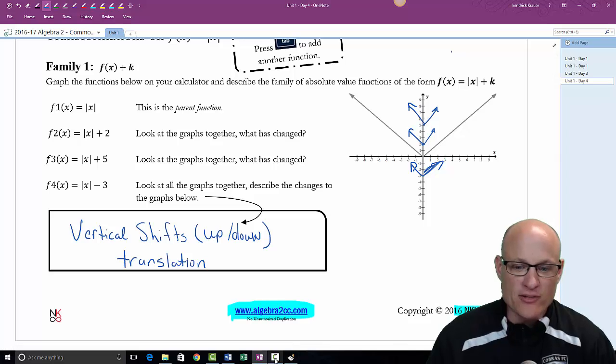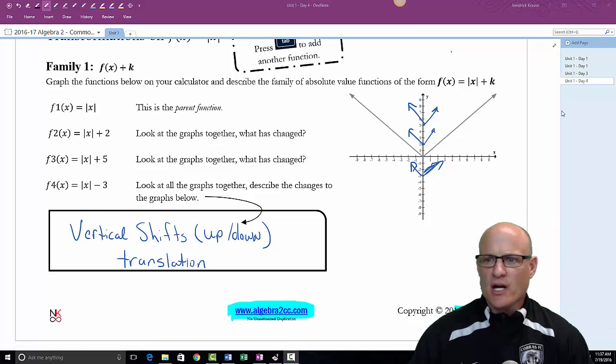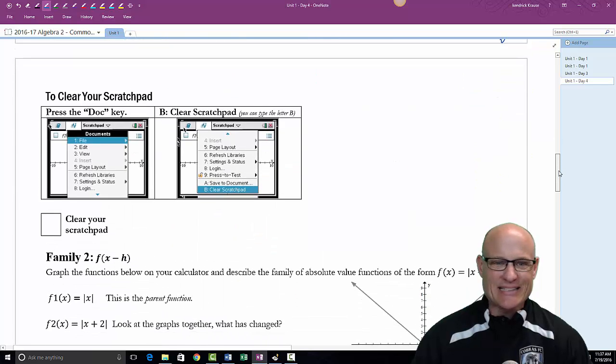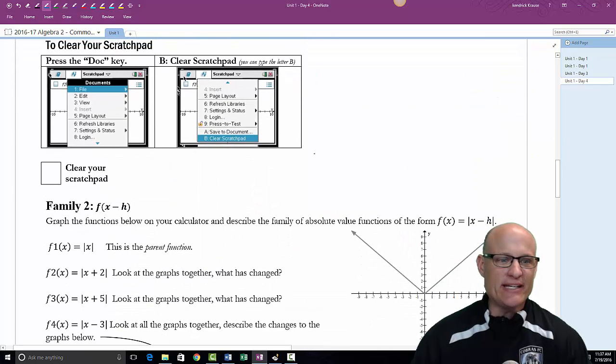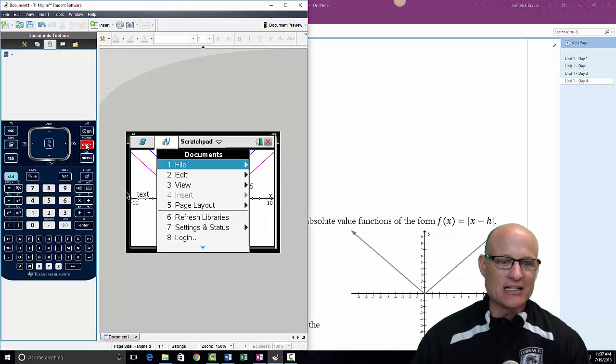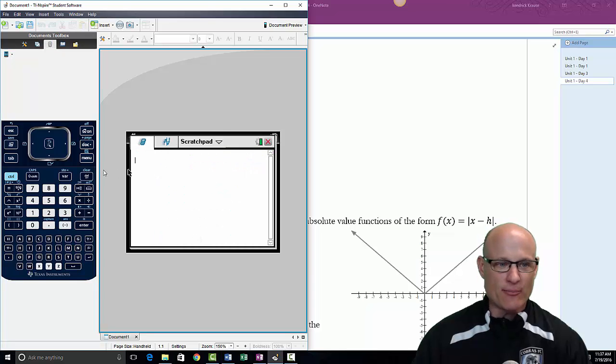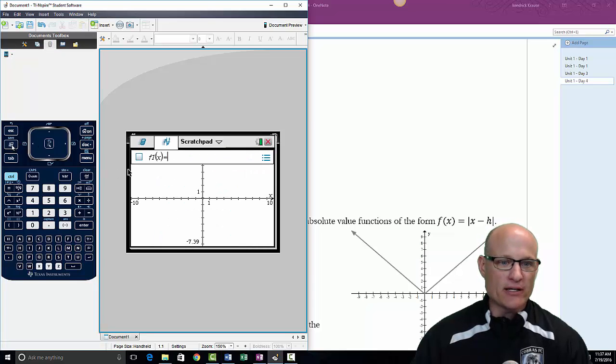All right, I'll hit pause and I'll be right back. All right, so now what I want to do is clear what's called my scratch pad. I want to clear my screen. The easiest way to do that is if you come over here and hit this dock and go down to clear scratch pad. So you're going to hear me say dock B. Dock B clears all this. And we'll go back into graph mode.